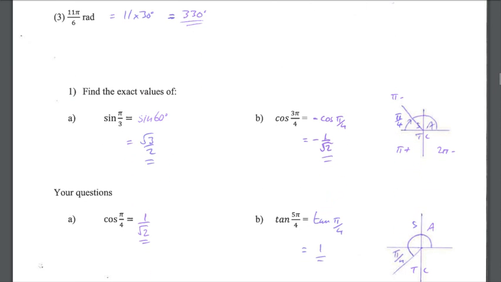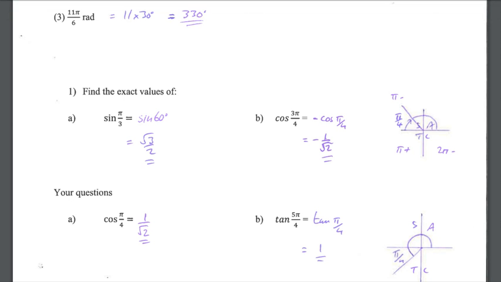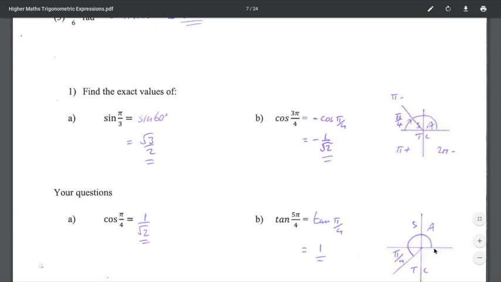Okay, hopefully you've had a go at those two. So cos of pi by 4 is just cos of 45 degrees, which is 1 over root 2. Tan of 5 pi by 4. So remember, pi by 4 is 45 degrees. So 5 45s is 5 40s plus 5 5s, which is 225 degrees. So we can either do a whole pi plus pi by 4, which would be 5 pi by 4, which just leaves us with tan of pi by 4, which is tan of 45, which equals 1.